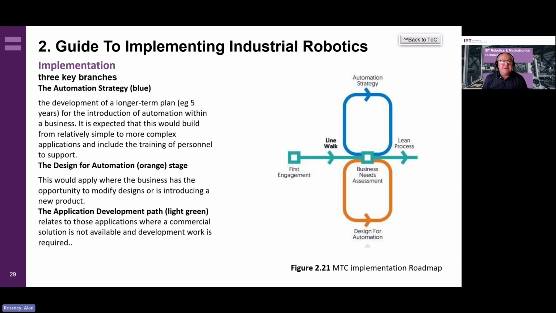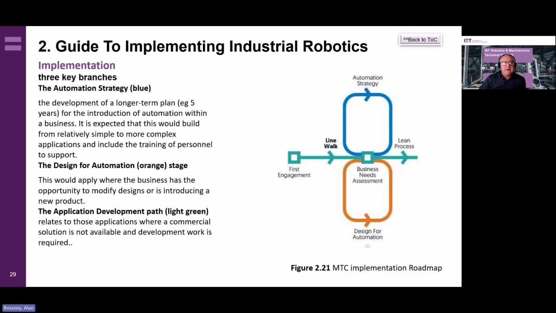The application development path, that was in green on the last slide, relates to those applications where a commercial automation solution is not available off the shelf and some development work is required. In addition to developing a conceptual solution, it's often worthwhile to build a proof of concept to enable the testing and then to validate the proposed solution or design before committing to a full implementation of the concept. So proof of concept, very important there.